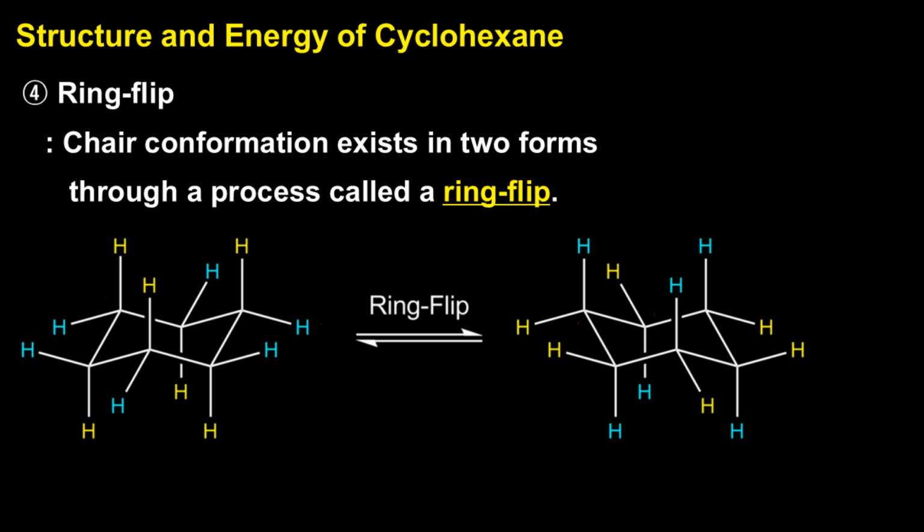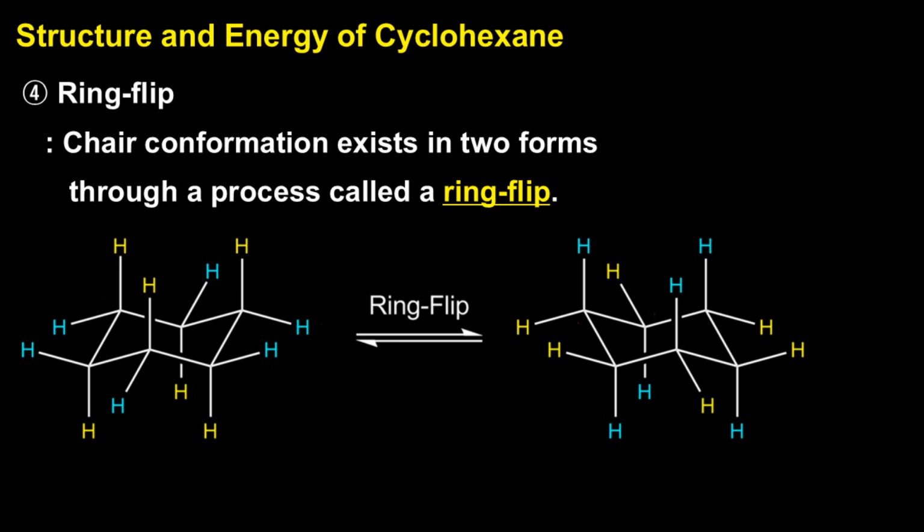Cyclohexane's chair form isn't stuck in one shape. It's constantly shifting through a process called ring flipping, where the structure temporarily moves through other conformations before settling into a new chair form. This natural movement helps the molecule adjust its shape, so bulky substituents can move into more stable equatorial positions, which reduces steric strain.